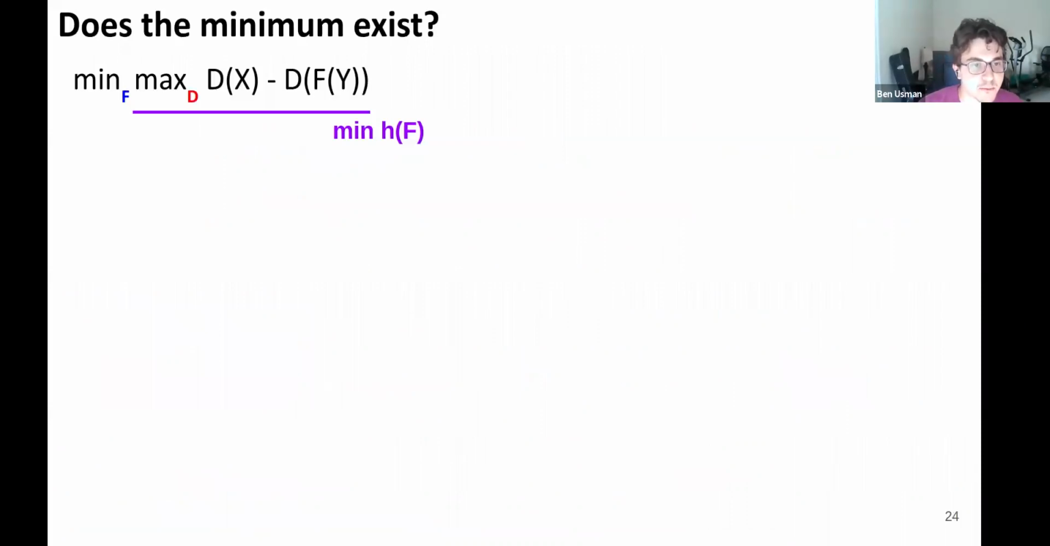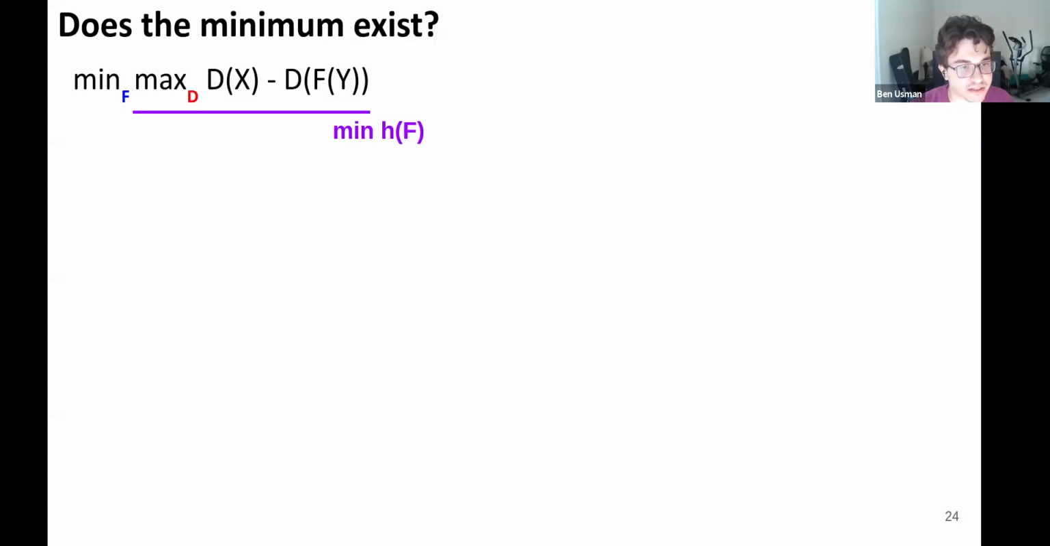Now the question is whether the minimum of the statistical distance exists. And you might think, well, we have some min-max objective. We can think of the maximum as just another function, like h of f. So there must be some kind of minimum of this function, right? And that will be somewhat true, but still tricky.